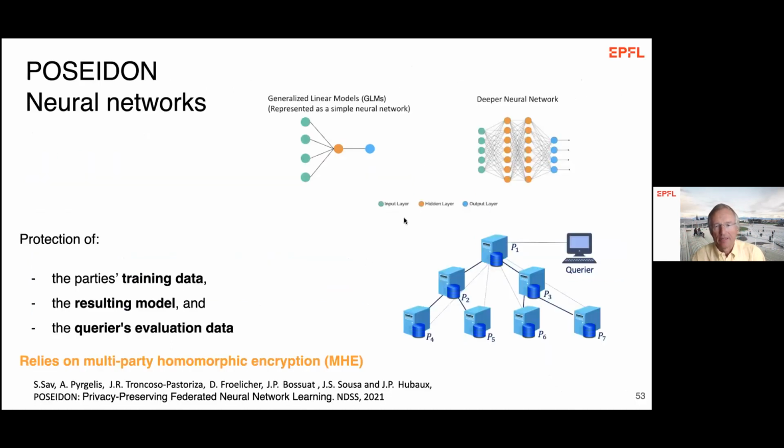Now, the next question is, okay, this is nice, but is this also applicable in the case of neural networks? The answer is yes. We have shown that this is doable. We published a paper at NDSS this year that shows the extension of what we've just seen before with SPINDLE on generalized linear models, which are a kind of simple degenerate neural network, to something that is deeper and more complex. Again, the goal is to protect the parties' training data, the resulting model, and the query's evaluation data.